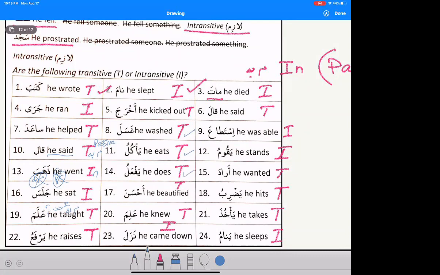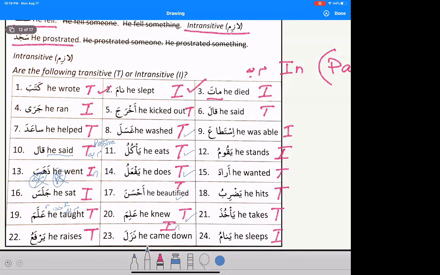Ahsana, he beautified something or someone. Transitive, makes sense, right? He knew something or someone. Transitive, yes. Okay. Nazala, he came down something or someone. Intransitive. Yeah.